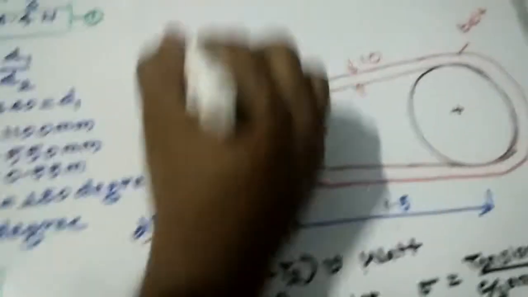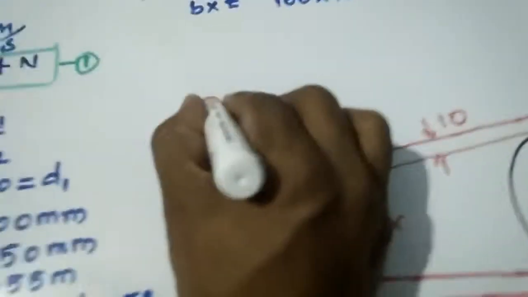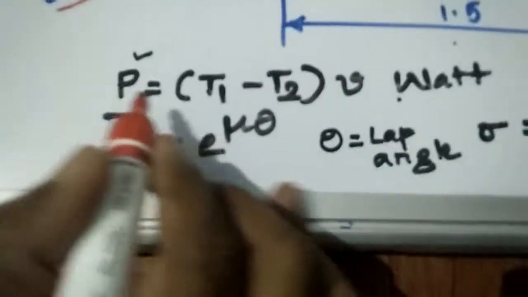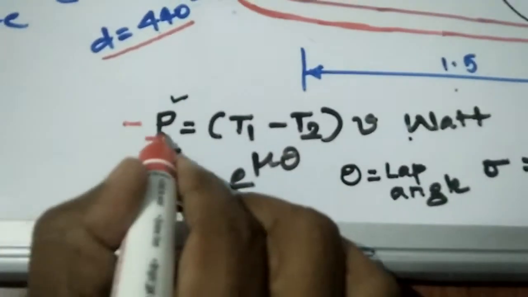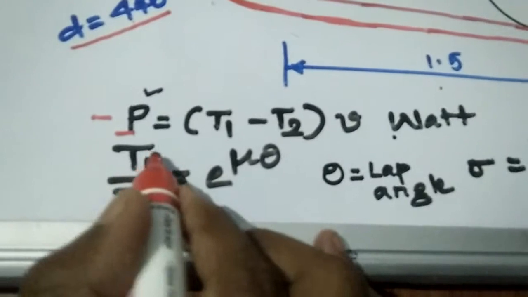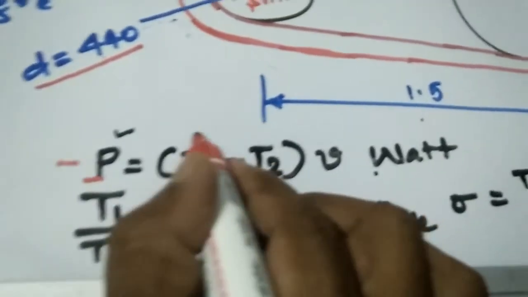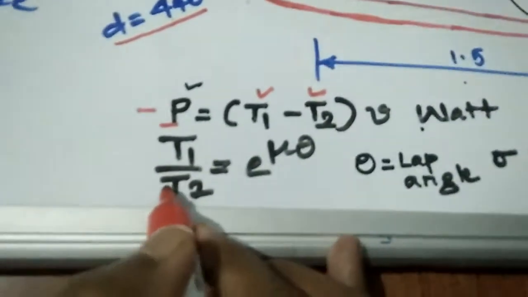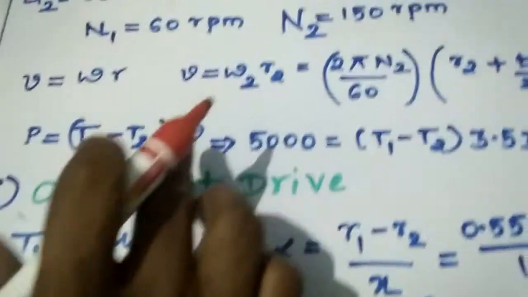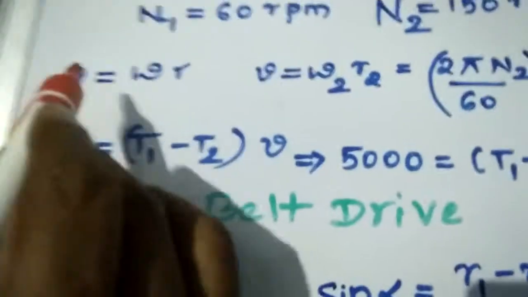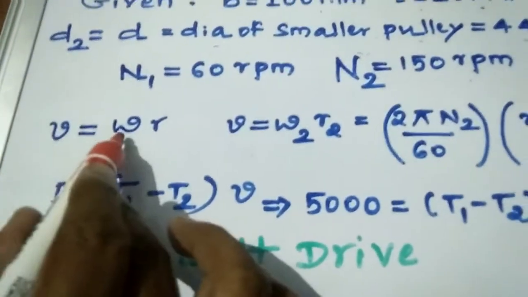First you have to determine the T1 and T2 values. We can find T1 and T2 because you know two formulas: the power equation and one more equation, the tension in the belt. With two equations we can find the two unknowns. That is easy. Before that, I will go for the power. What is the formula for the power? P equals (T1 minus T2) into V. But V is not given directly. Everybody knows that V equals omega into R.